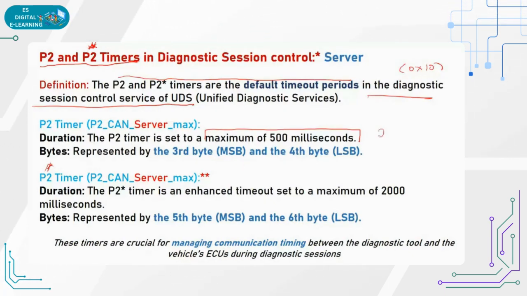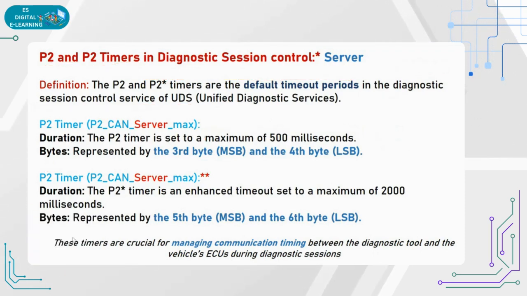Some projects will use 200 also, some will use 300. It depends, but whatever the standard is, 500 milliseconds is the maximum time. So write down: P2 timer is set to a maximum of 500 milliseconds.